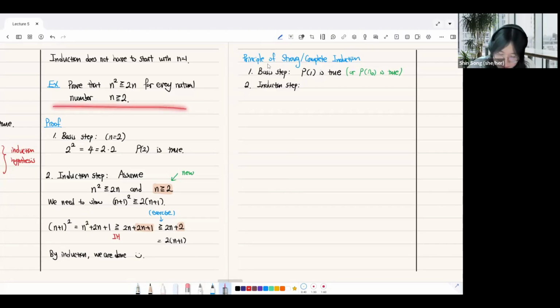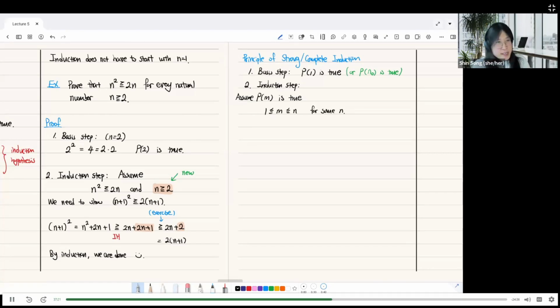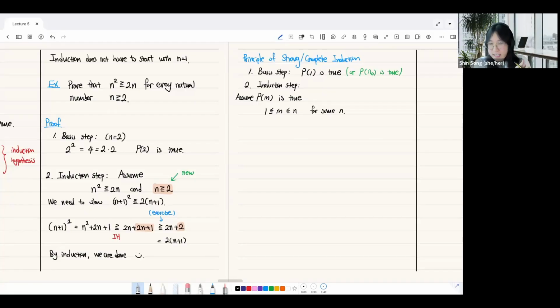So in this example, our n sub 0 was equal to 2. Now, instead of saying that P of n is true, we're going to say P of m is true. So I'll assume P of n is true, and then it's going to be between 1 and n. I need to clarify the blueprint first. So instead of saying P of 3 is true, we're going to say P of 1 is true, P of 2 is true, and then P of 3 is true, all at the same time. Then P of n plus 1 is true.